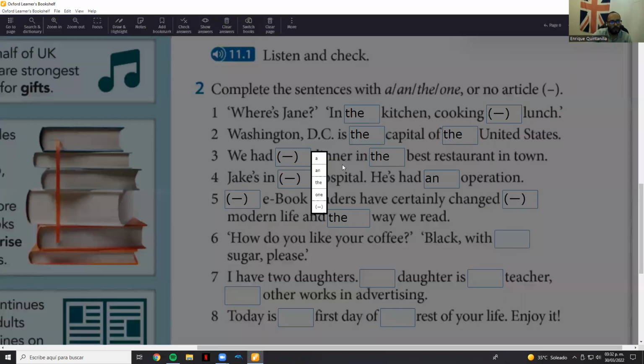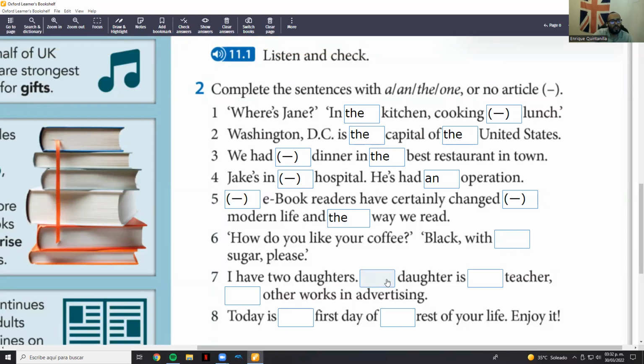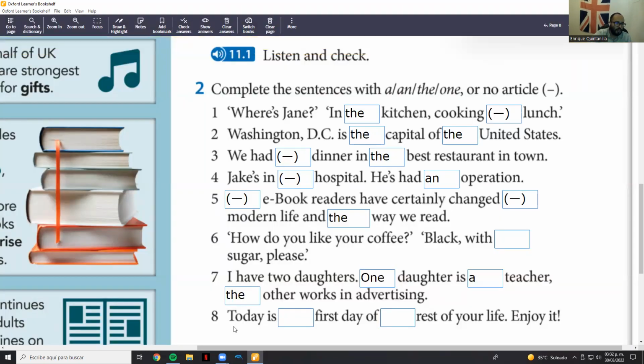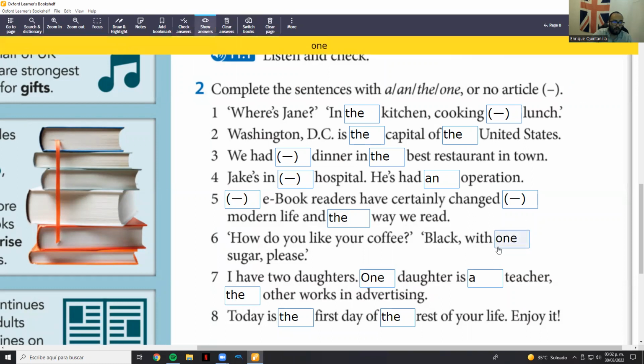How do you like your coffee? Black with sugar. We can't say a sugar, an sugar, the sugar, or one sugar. I have 2 daughters. One daughter is a teacher. The other works in advertising. Today is the first day of the rest of your life. So that's all the answers. Black with 1 sugar. The book says 1 sugar, but is referring to 1 cube. Normally it should be some sugar or just sugar. Although the book says it should be with 1, not necessarily, right?